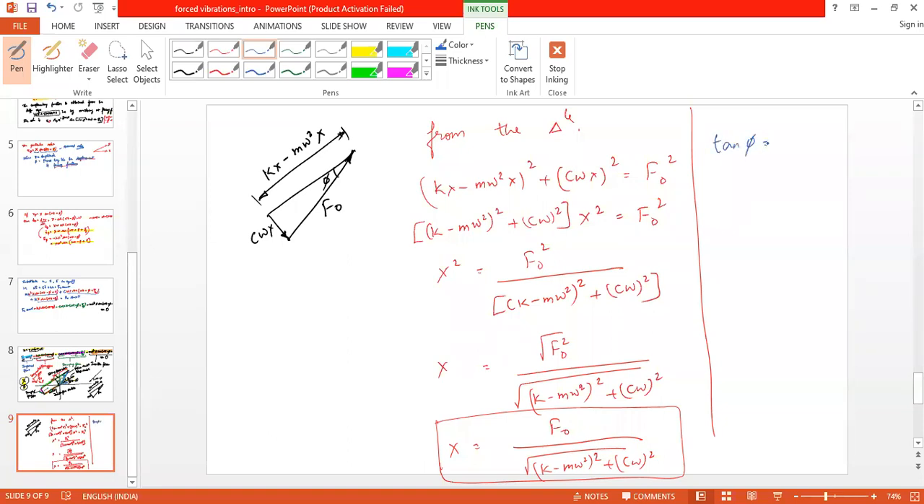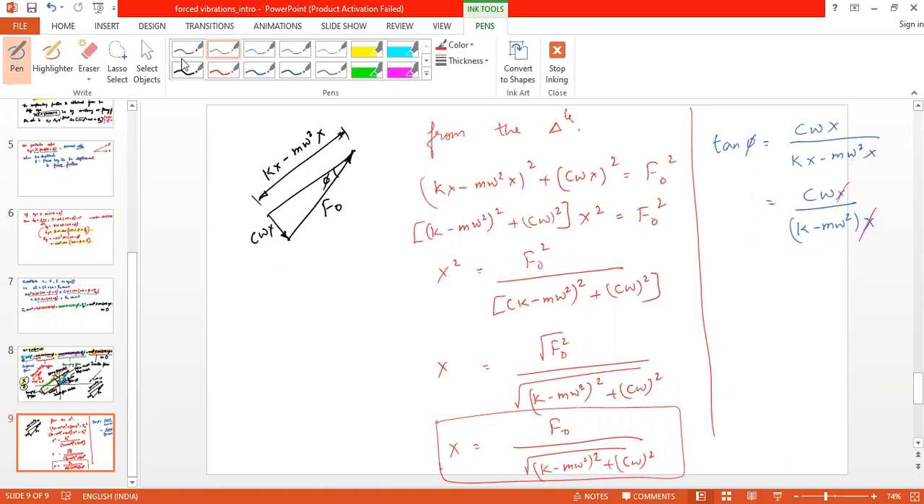What is tan phi? Tan phi is equal to c omega x by kx minus m omega square x, that is, c omega x divided by k minus m omega square multiplied by x.